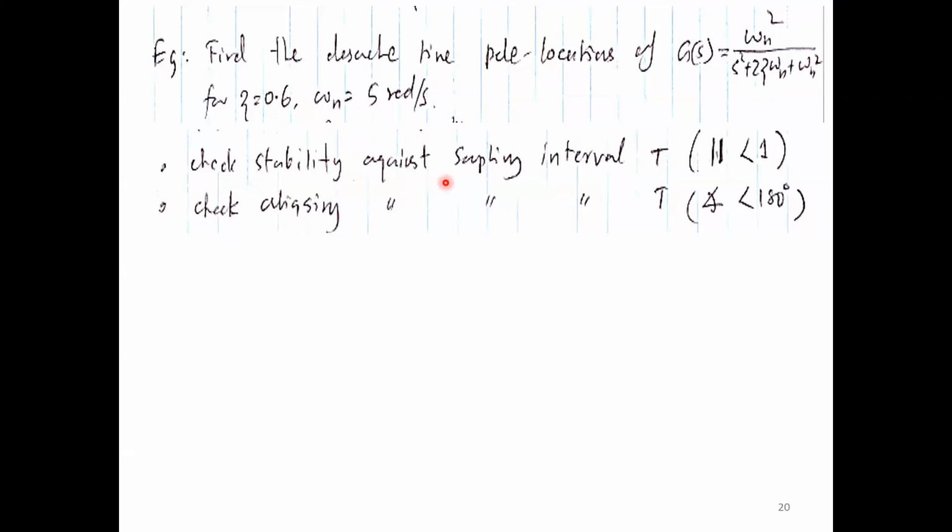Then check stability against sampling interval and check aliasing against sampling interval. So let me help you get a start. Now the whole thing depends on the sampling interval. So initially you can have some sampling interval, capital T, and then figure out your pole locations and then figure out what are the limits for capital T, for stability and for aliasing. Please take a few minutes, say, 5 to 8 minutes to fix that problem.